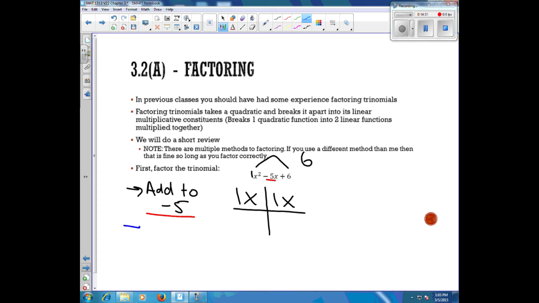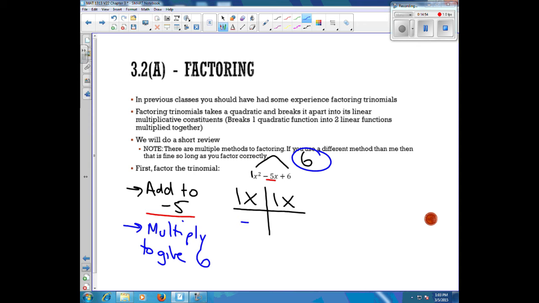And they should multiply to give you positive 6. That comes from the number that we found before when we first multiplied. So what we need are 2 numbers that add to give you negative 5 and multiply to give you positive 6. And so in this case, we can use negative 2 and negative 3.